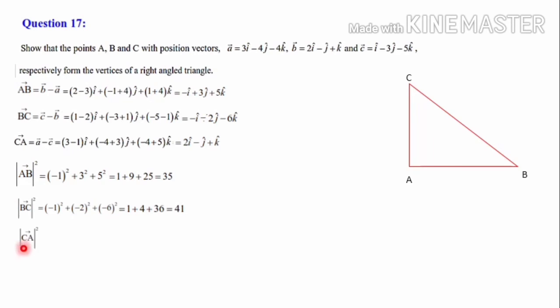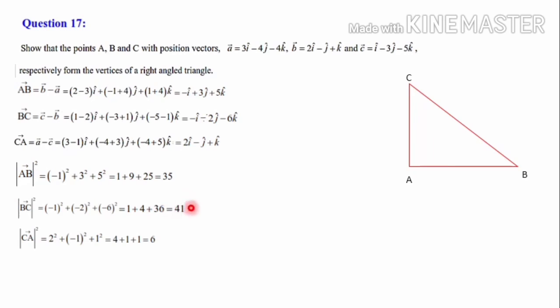Next is CA, modulus of CA square, that is equal to CA, if you take, that is 2, minus 1 and 1. Just to take the squares, x square plus y square plus z square, that is 2 square plus minus 1 the whole square plus 1 square, that is equal to 4 plus 1 plus 1, that is equal to 6. Then when you check here, the highest or the longest side is BC.